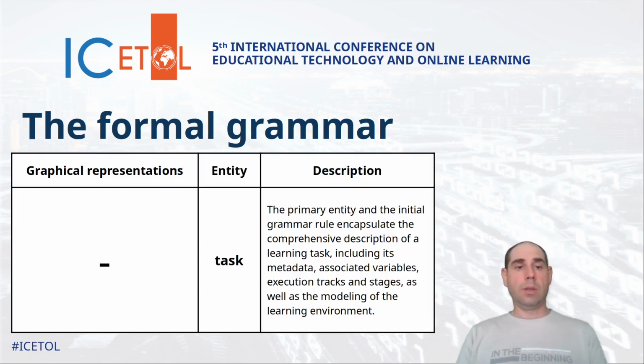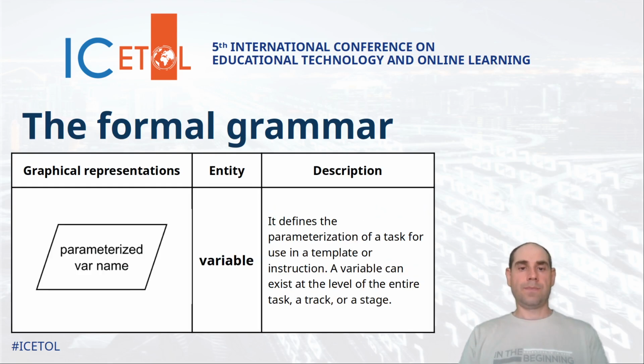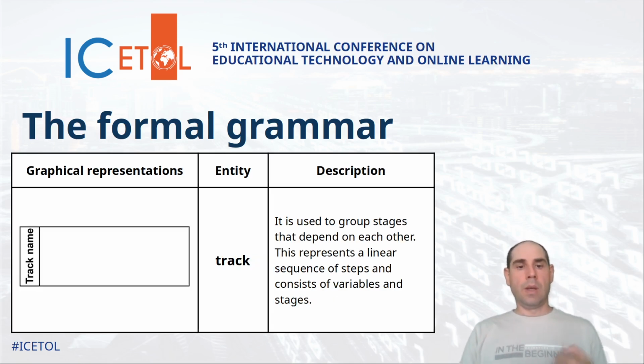So the main entity is a task. This is the initial grammar rule that encapsulates all other entities of our language, such as variable. This is an entity which defines parameterization of a task used in a template or in an instruction. Variables can exist at the level of the entire task, top level, track level, or stage level. Track is used to group stages which depend on each other. So this represents a linear sequence of steps and consists of variables and stages.